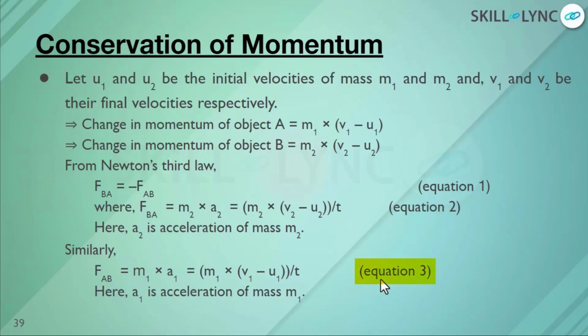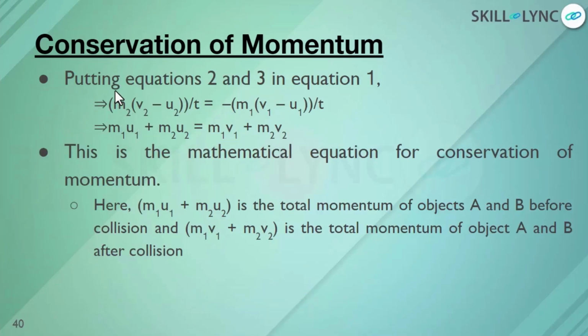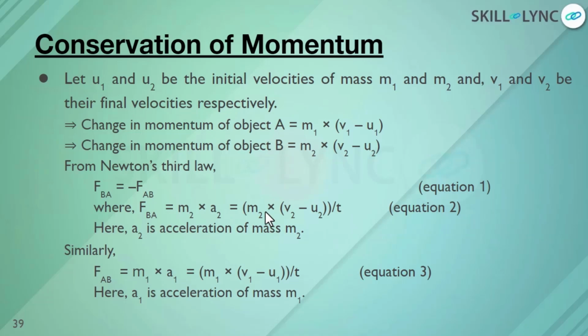Let's state this equation as equation 3. Here also we have discussed a1 is the acceleration of object A with mass m1. Coming to the next slide, we are putting equation 2 and equation 3 in equation 1. So let's revise what was equation 2 and equation 3 first.